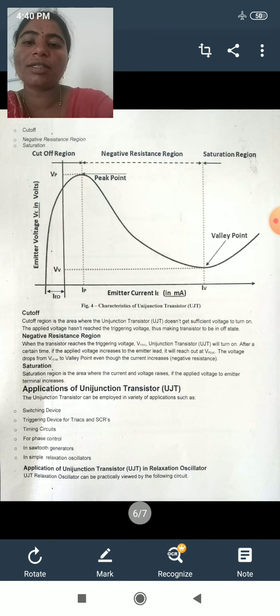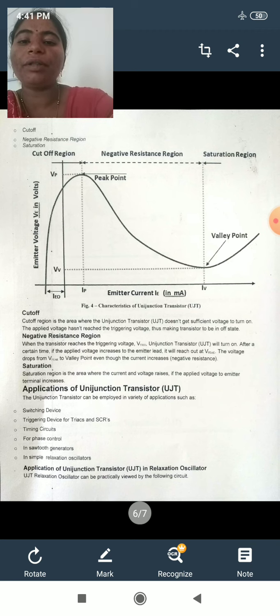Now see the characteristics. These characteristics of the UJT are divided into three regions. First is the cutoff region, second is the negative resistance region, and third is the saturation region. What happens in the cutoff region? Here in the cutoff region, the applied voltage, that is the emitter voltage, is less than the peak voltage, and in this case your UJT, that is unijunction transistor, is in the off state. It is in the off state, so its characteristics are shown on the negative side.